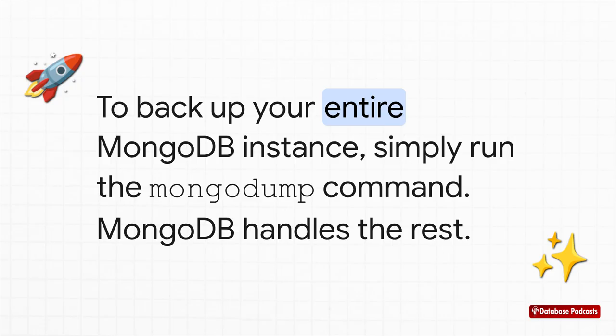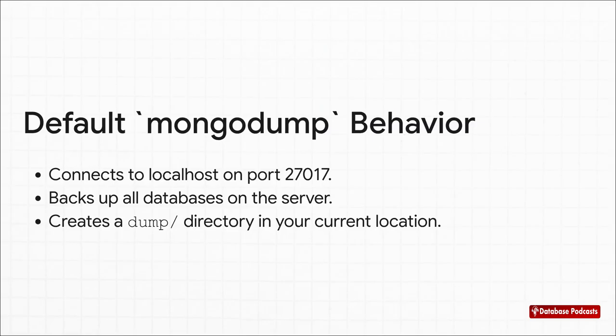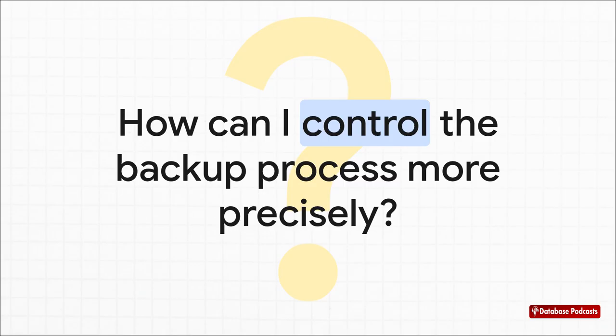But you're probably wondering, what is actually happening behind the scenes? So when you run it plain like that, mongodump makes a few smart assumptions. First, it expects to find your MongoDB server on your local machine. That's localhost at the default port, 27017. Then it goes ahead and backs up every single database it finds on that server. And finally, it neatly packages all of that into a brand new directory called dump, right in the folder where you ran the command.